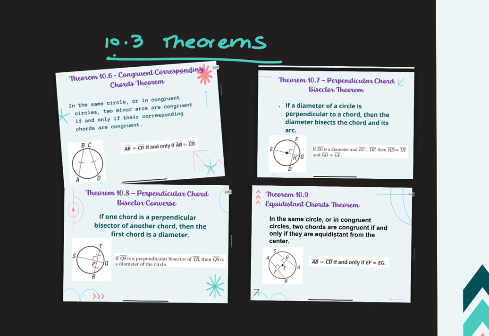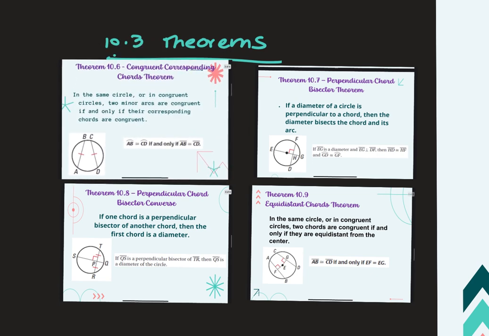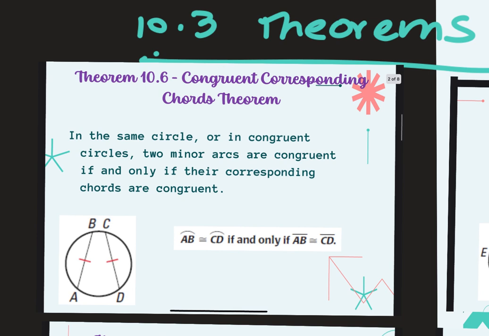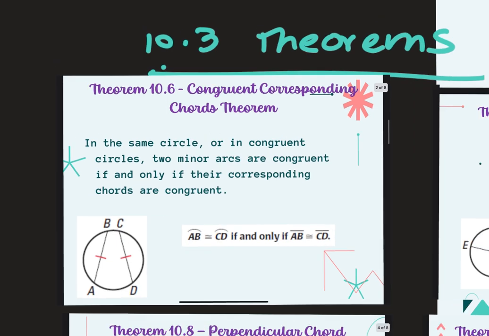If the chords are congruent, then the arcs are congruent, and reverse, if the arcs are congruent, then the chords are congruent. So if I had segment AB marked as congruent to segment CD, then I can say that the arcs are congruent or vice versa.